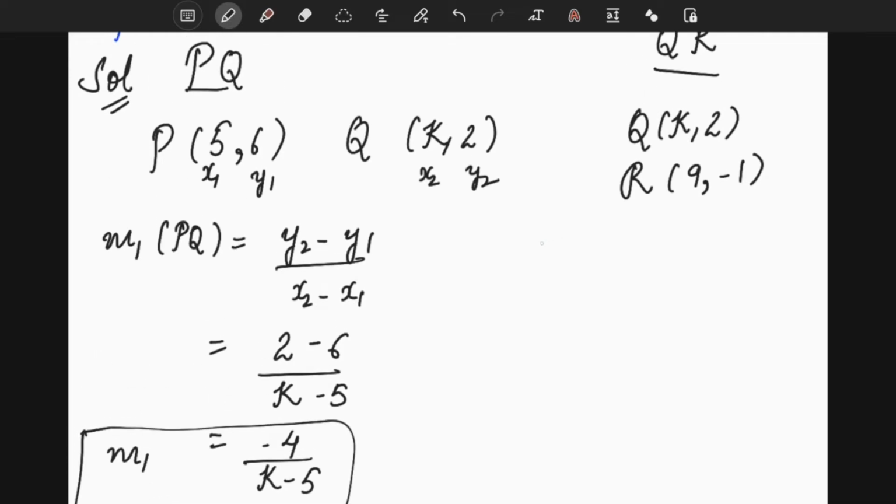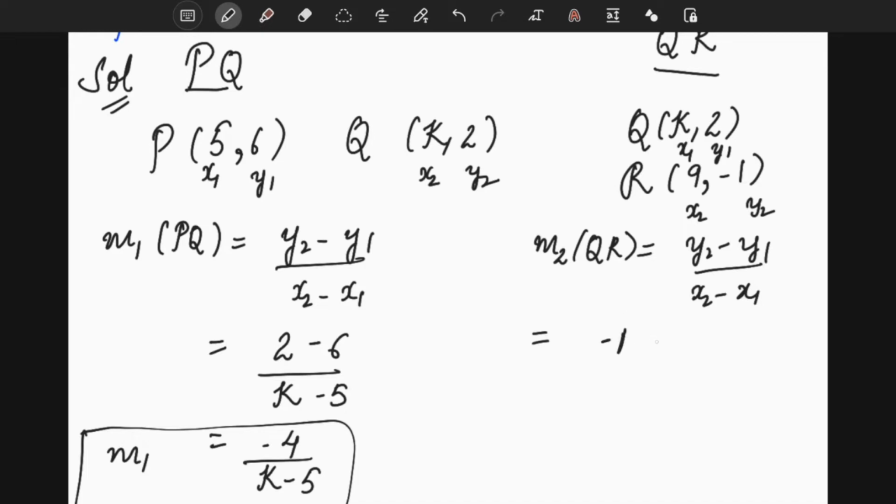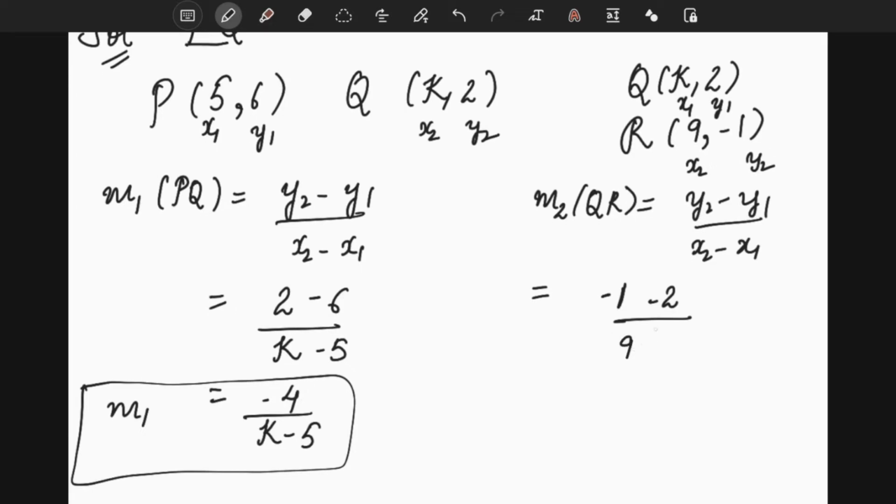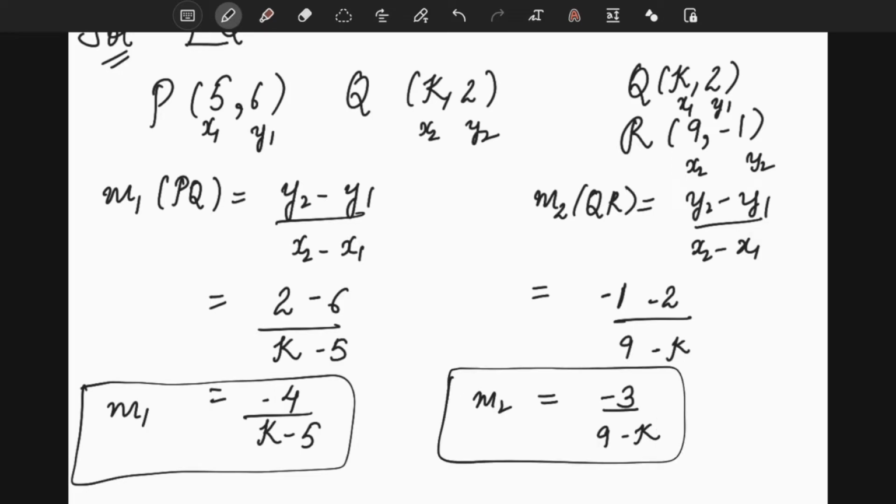And now we'll find m2 from points Q and R. Again, write the formula: y2 minus y1 over x2 minus x1. This is our x1, this is our y1, this is our x2, this is our y2. Y2 is minus 1, y1 is minus 2, and x2 is 9 and x1 is k. Minus 1 minus 2 becomes minus 3 over 9 minus k. Now this is our m2.